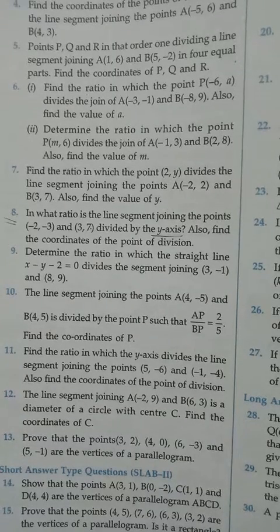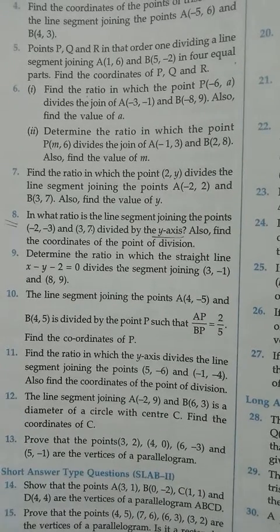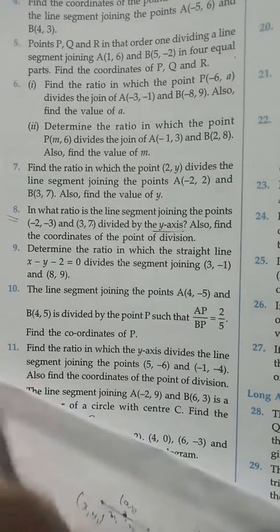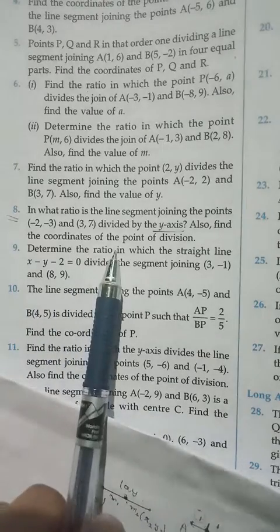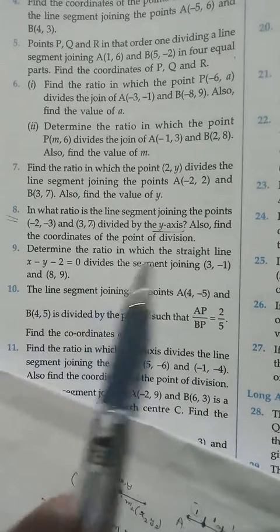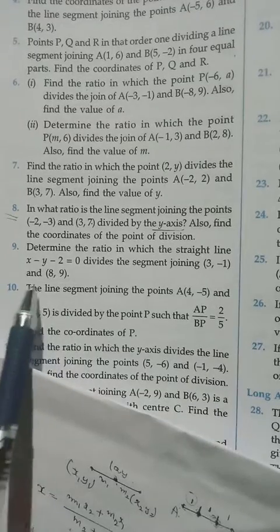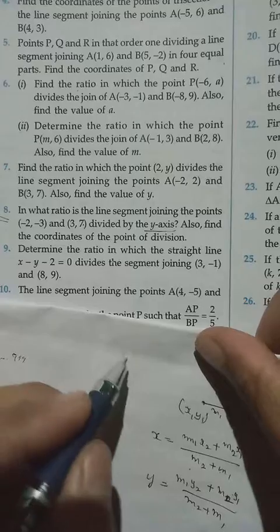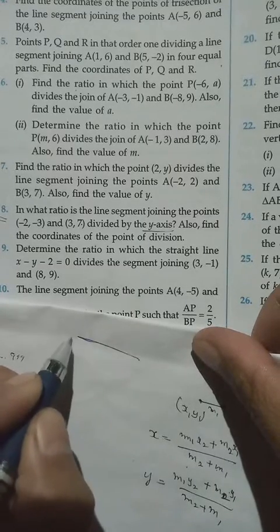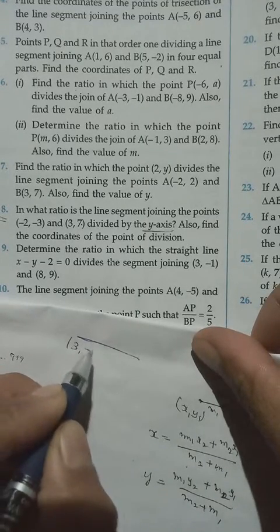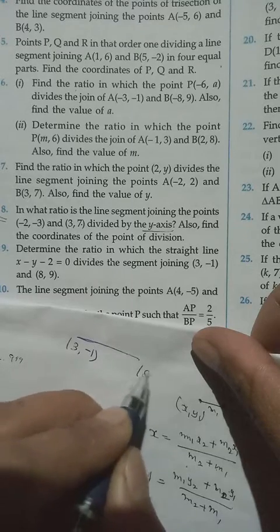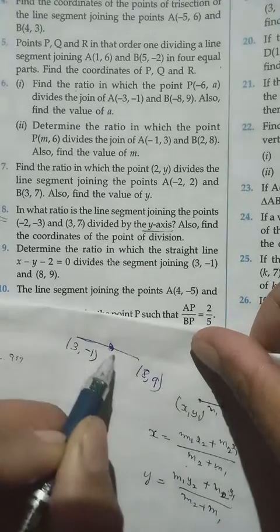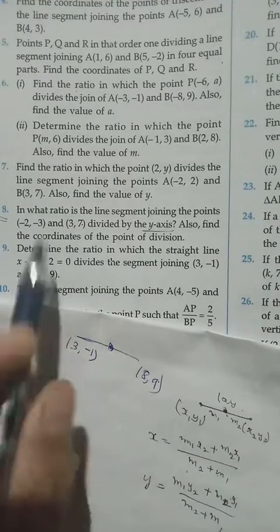Let us continue with exercise 7b, coordinate geometry. Question number 9: we have to determine the ratio in which the straight line divides the segment joining (3, -1) and (8, 9). So here we have the line which joins these two points, 3, minus 1 and then 8, 9, at some point, and then we have to find the ratio.